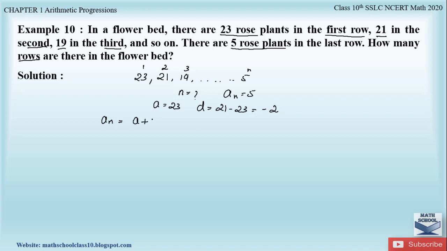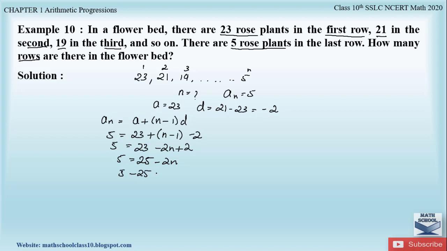an is equal to a plus n minus 1 into d, where an value is given as 5, a is 23, n is the value we have to find out, and d is minus 2. So simplifying the equation, 23 minus 2n plus 2, so 5 is equal to 23 plus 2 is 25 minus 2n. Moving this 25 to the left hand side, it will become minus 25, and minus 2n. So 5 minus 25 is minus 20, which is equal to minus 2n. So cancelling the minus and minus, n is equal to 20 by 2, that is n is equal to 10. Therefore we can say that there are 10 rows in the flower bed.